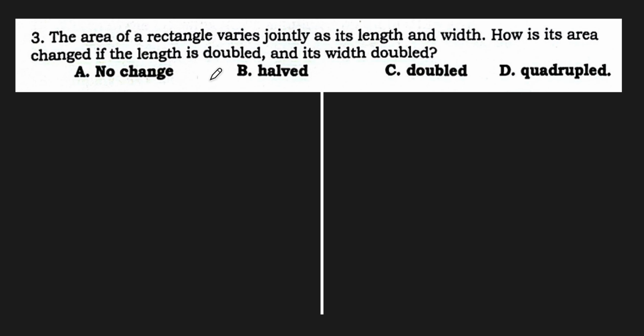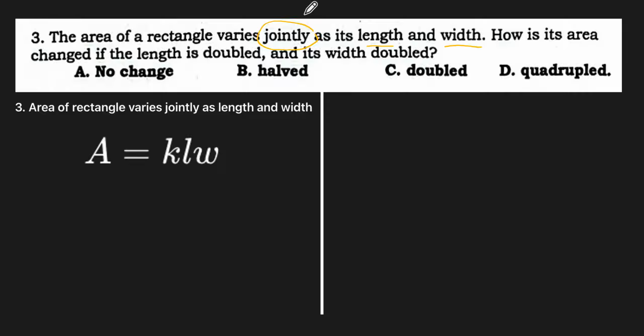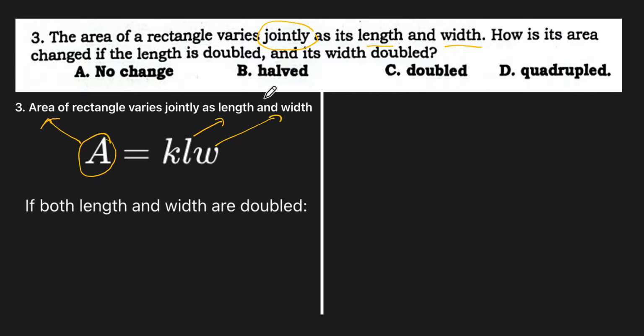Now number 3 would be the area of the rectangle varies jointly as its length and width. How is its area changed if the length is doubled and its width doubled? So here we talk about the joint variation. And then this main idea, area of the rectangle varies jointly as the length and width, can be represented as A, which represents the area, L is length, width would be W. So if both length and width are doubled, what will happen?